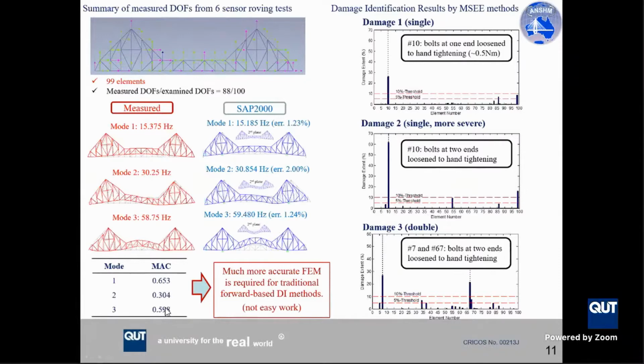However, the MSEE method developed in this study can still identify the damage quite well. It can well identify a single damage, as well as the increase of damage at that location. Also, it can identify double damage as well. You can see here, two damages at elements 7 and 67 can be identified quite well.